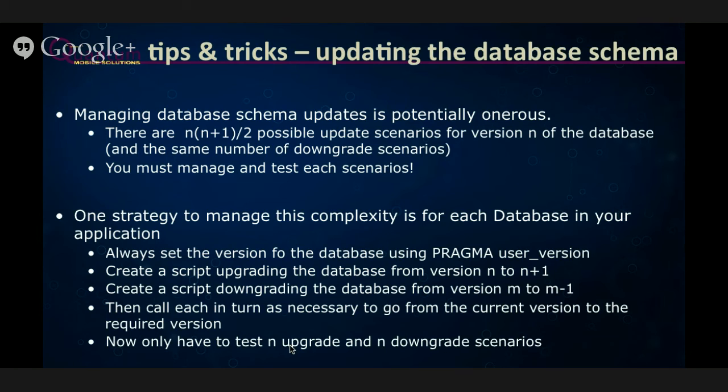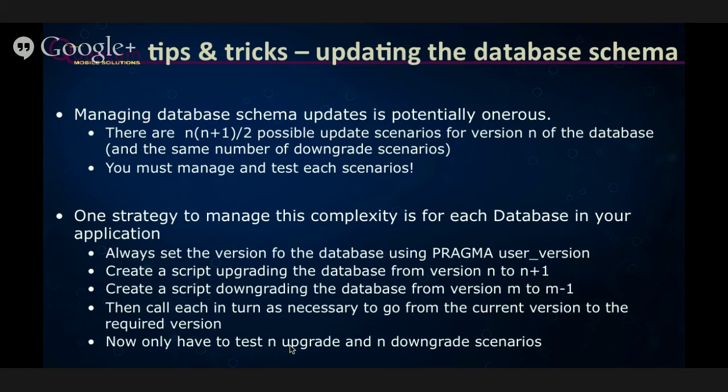So one of the problems is managing database schema updates is potentially onerous. If you have n versions of your app, then potentially you've got n times (n plus 1) divided by 2 possible update scenarios to your database. And downgrade, if you can allow downgrading as well.